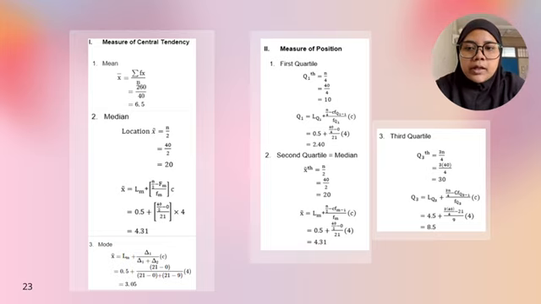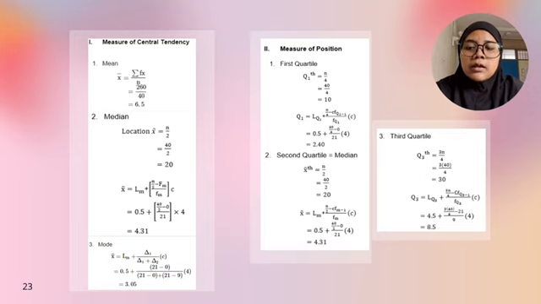So first I will explain the measures of central tendency and the measures of position. Based on the calculation, for the mean, we use the formula mean equals fx per n. From the calculation, the total for fx is 216.60, and the total number of data, which is n, is 40. Therefore, the mean value is 6.5.